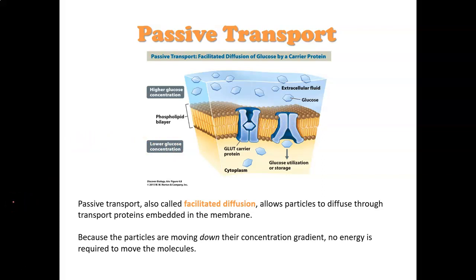Now the glucose is moving down its concentration gradient, so this does not require any energy. And this is what we refer to as passive transport. It's passive because no energy is used, but it's transport because it requires the presence of that transporter. The other word for this is facilitated diffusion, right? This is diffusion. It's moving from high concentration to low concentration, but it's being facilitated or helped along by the presence of that protein transporter.